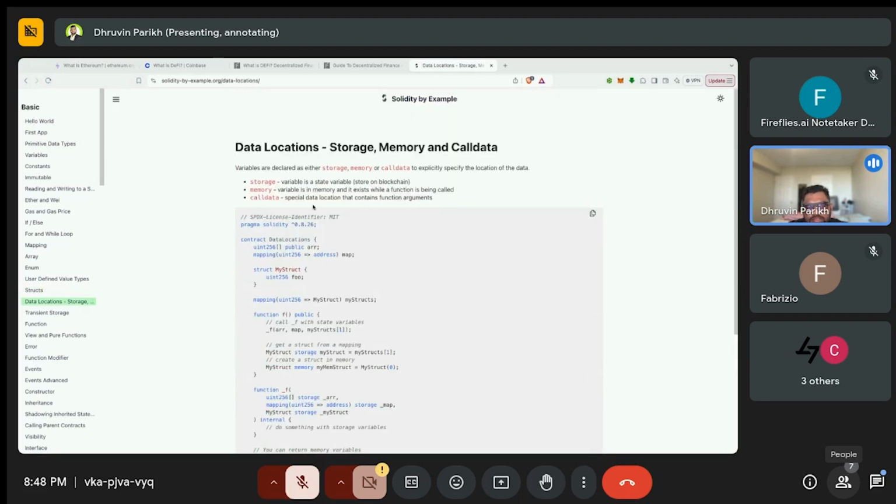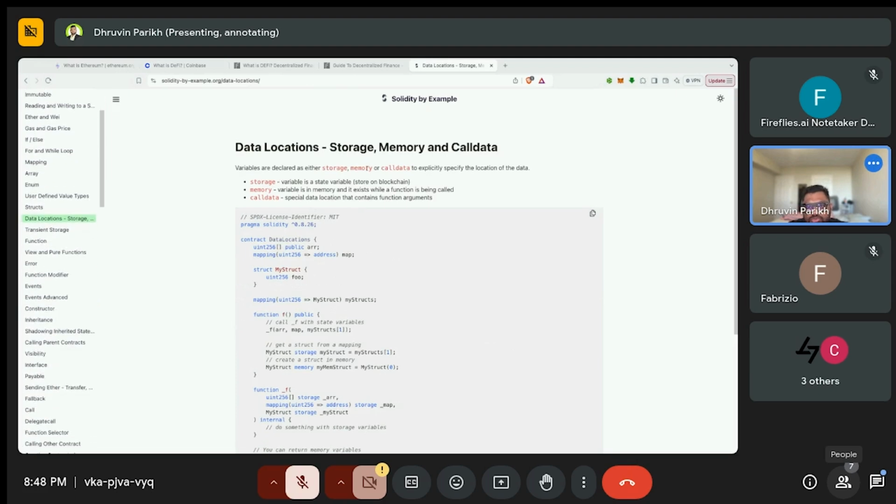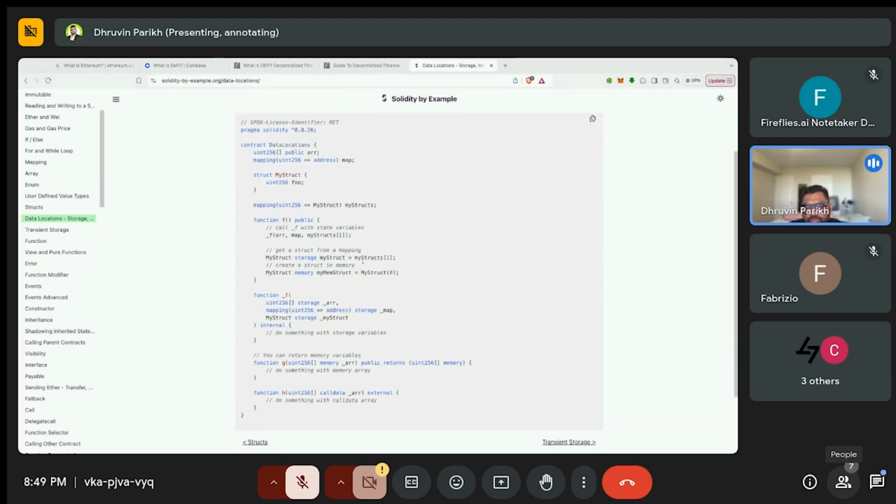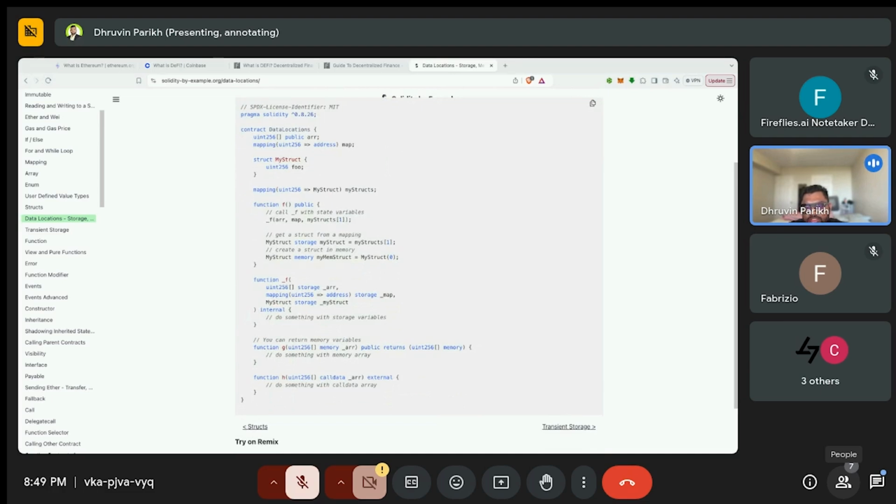Data locations is one thing: storage, memory, calldata. Whatever you declare here are all storage variables. Memory is accessed from the function. If you are declaring any variables inside a function, then it is occupying memory, right? Memory is not permanent. It will just stay during the execution of the transaction, and every time you invoke a transaction, you will get a new memory. Calldata is a data location from which you will be able to get all the function arguments.